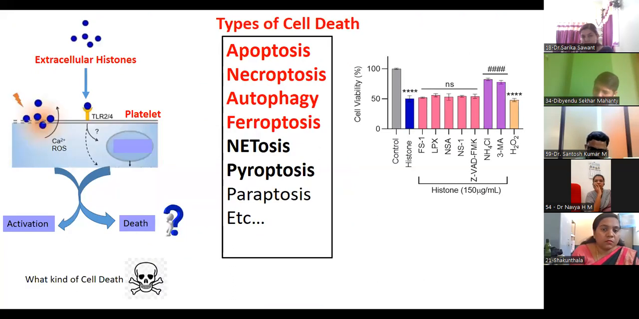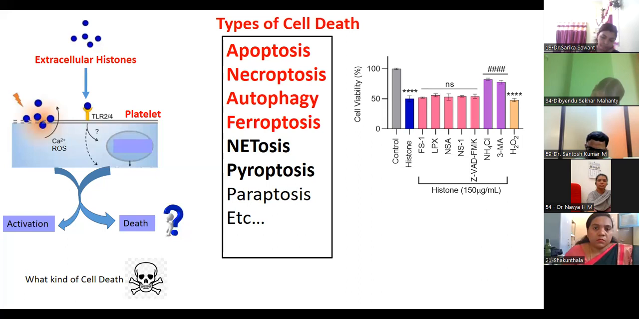So the observation up to this means when extracellular histones are exposed to platelets, they directly interact with TLR2 and TLR4, or they can directly interact with other cell surface receptors. That leads to an increase in the intracellular calcium and reactive oxygen species within the platelet, and that leads to either death or activation. At lower concentration, platelets are undergoing activation. At higher concentration, platelets are undergoing death.